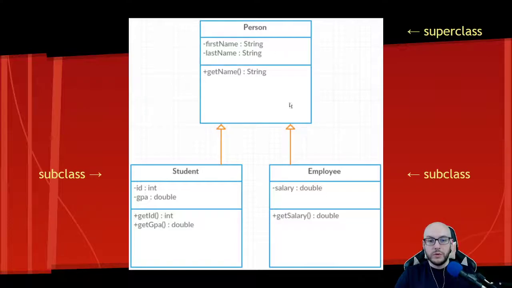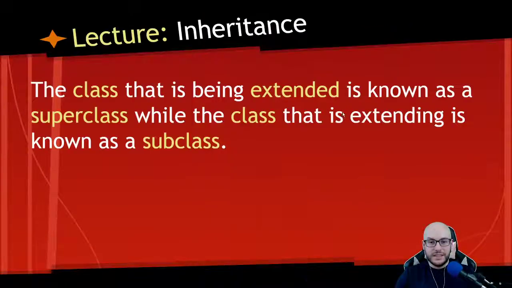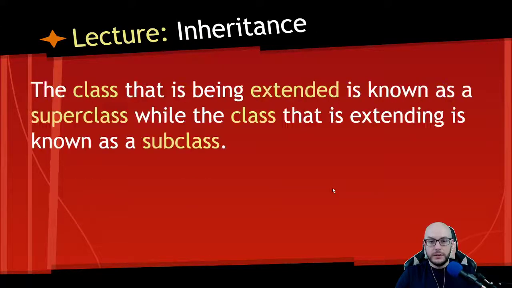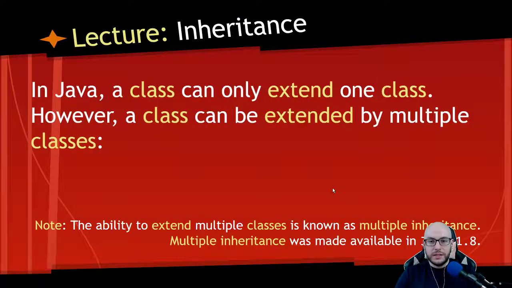However, person has multiple subclasses, but note this arrow denotes the flow. Student is extending person, and we actually see that in the header. Maybe this is a better example here. Student extends person, so student is the one doing the extending. Person, if you look, has no reference to student at all, so it has no idea what its subclasses are.